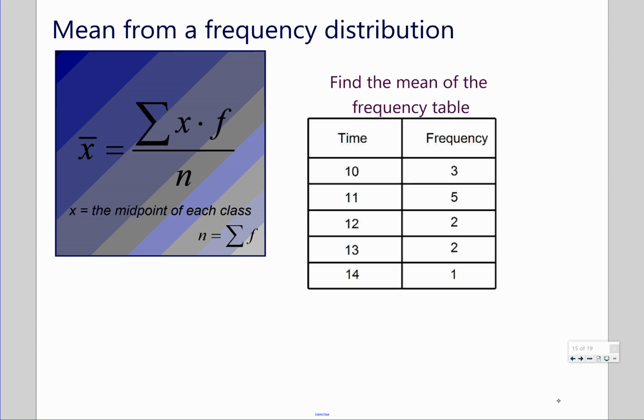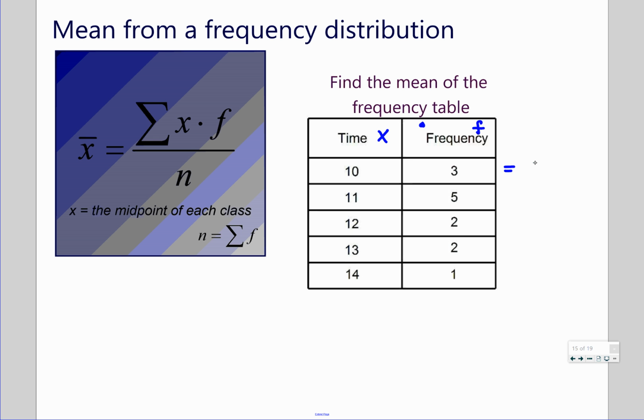So we're going to do that in this table to the side here. So we have times and we have the frequency of each time. If you wanted to, you could take those times and put 10 3 times, and put 11 there 5 times, and put 12 twice, so on and so forth, but that's a little tedious. So we use this instead. We're going to take each time, which is our x in this problem, and multiply it by its frequency f. So we're just multiplying the two columns together.